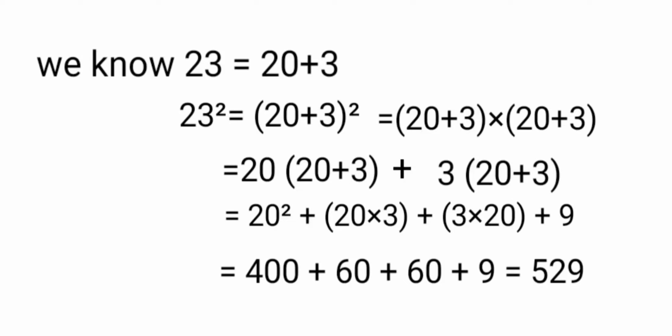The sum of all this is 529. So the square of 23 is 529. Without doing the actual multiplication, we can find the square of any number by simplifying with this expansion method. Okay.